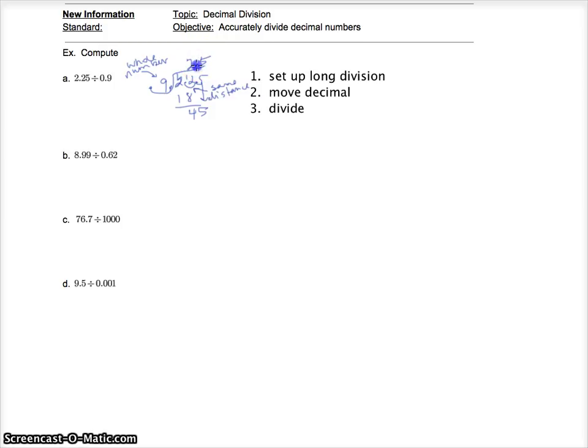So remember, move your decimal to make the outside number whole, and move it the same number of spaces, the same distance on the inside. Letter B is 8.99 divided by 0.62. We're going to use the same steps as above. It's the same process, same steps.